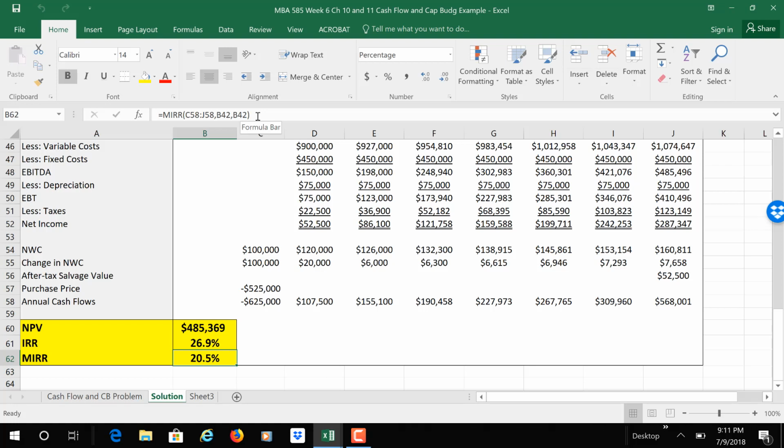So take a look at the material in Moodle, then come back and take a look at this if you have questions, and hopefully this will be of value to you in terms of calculating cash flows and the capital budgeting methodologies of NPV, IRR, and MIRR.